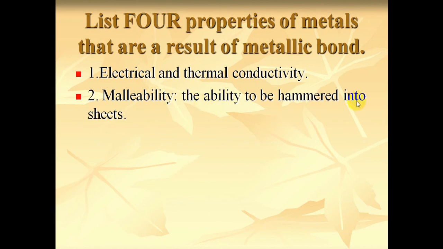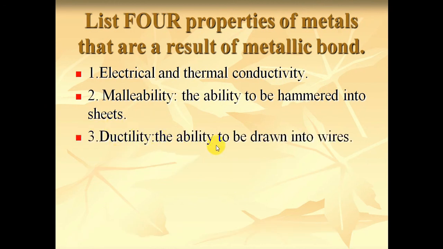Number 2, malleability, or the ability to be hammered into sheets. We can make very thin sheets, like aluminum foil. Number 3, ductility, or the ability to be drawn into wires. We can use metals to make wires. Number 4, bending without breaking. As we said, metals can bend easily without breaking apart.